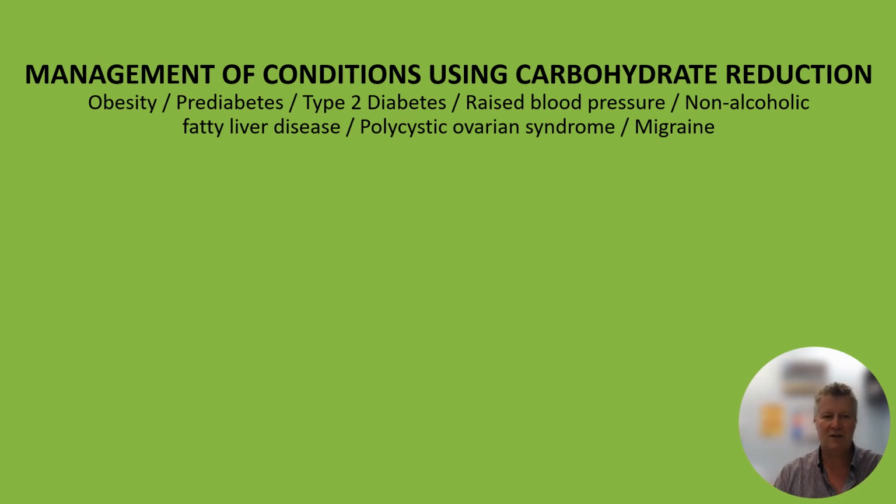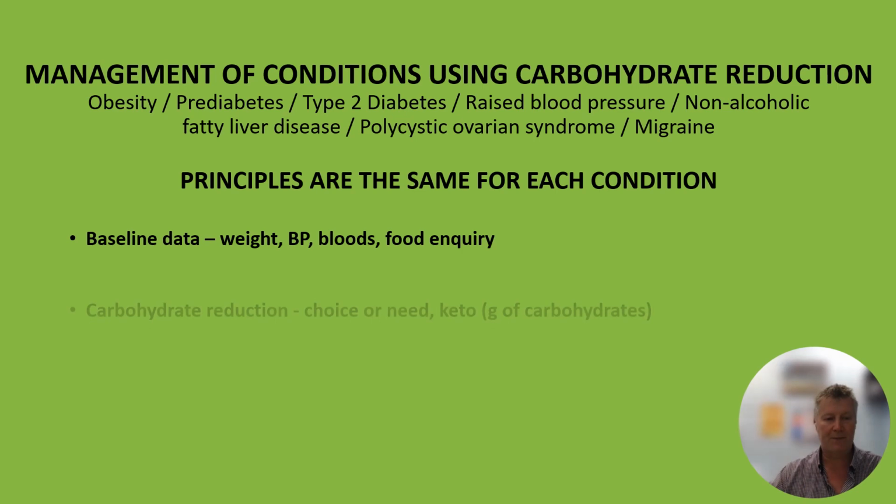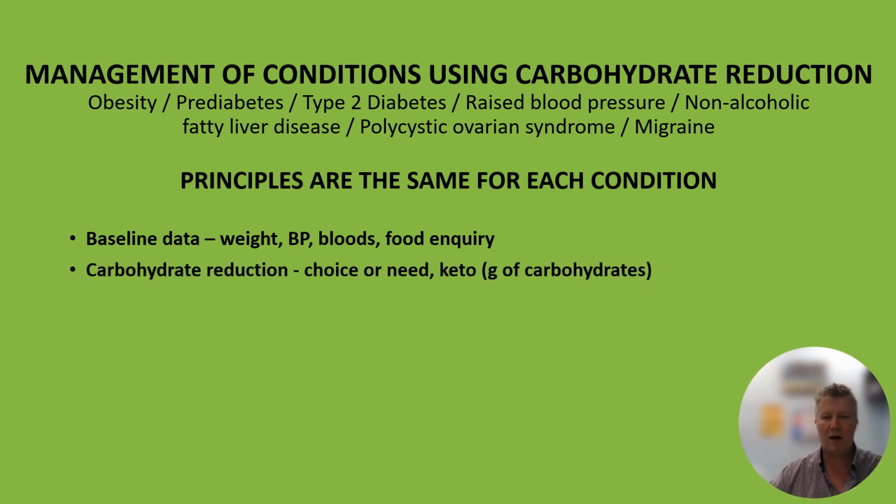Okay, and now on to the management of conditions using carbohydrate reduction. We're talking about obesity, pre-diabetes, type 2 diabetes, raised blood pressure, non-alcoholic fatty liver disease, polycystic ovarian syndrome, and migraine. And the principles are the same for each condition. Baseline data includes weight, blood pressure, blood tests, and a basic food inquiry. And then carbohydrate reduction depends on what one is trying to achieve.